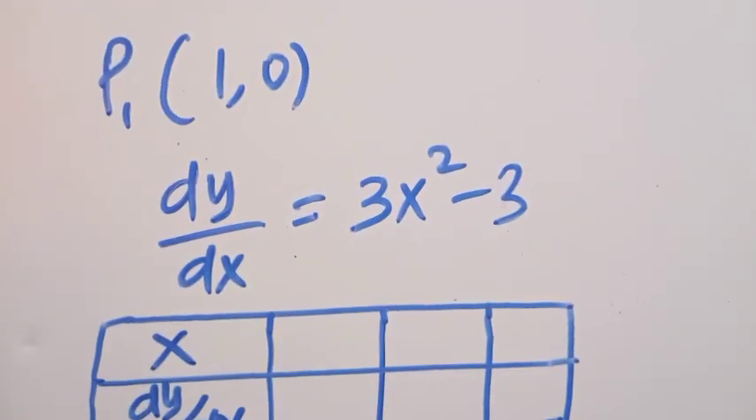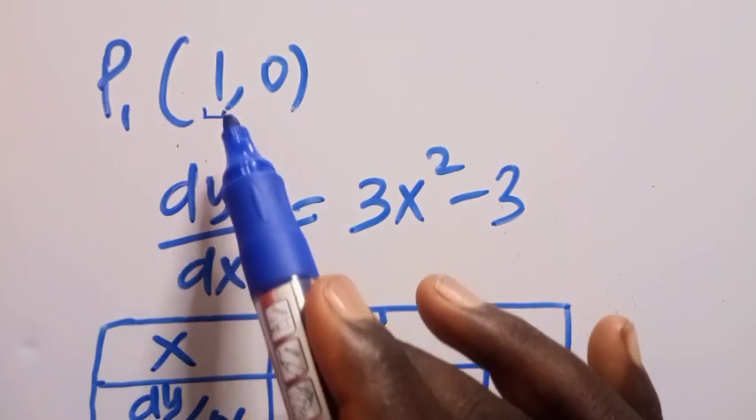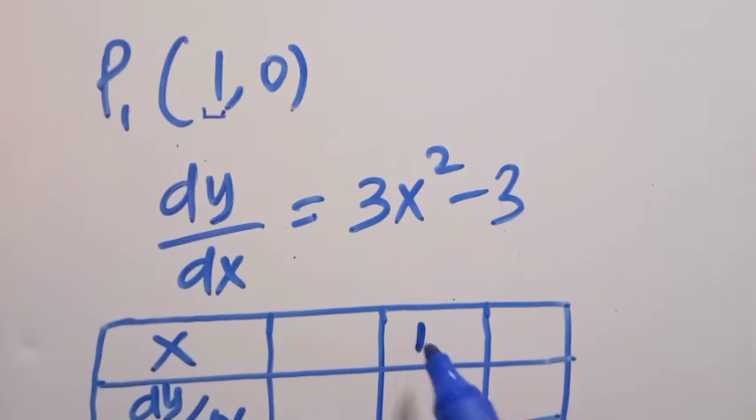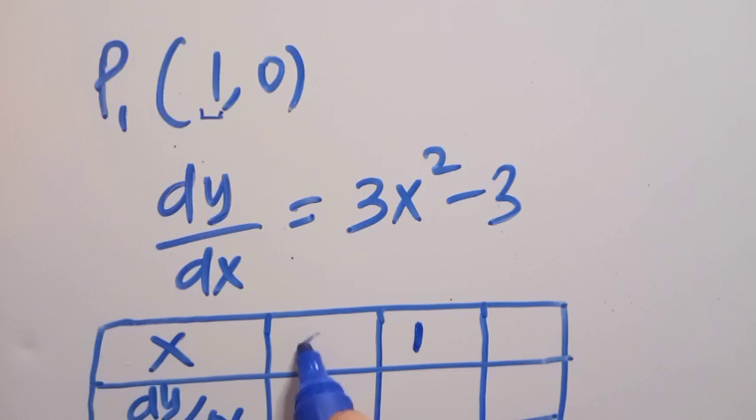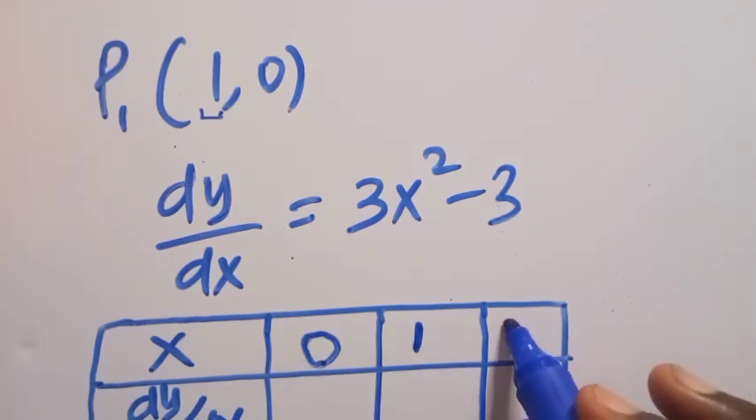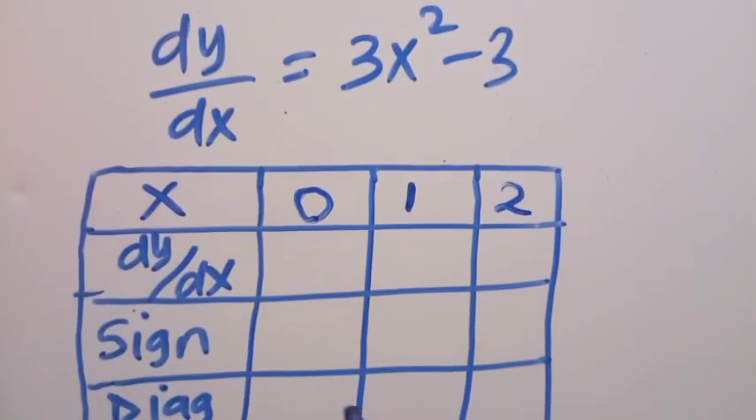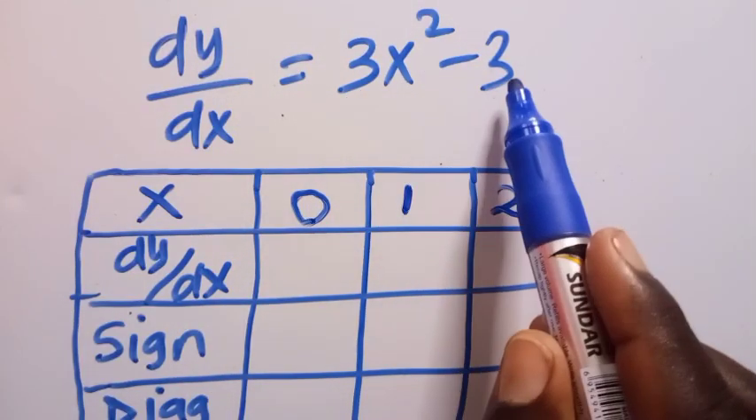So the first value of x that we have to consider is 1, and we shall put it at the center here, so that we find a value that is to the left of 1. The value that is to the left is 0, and the value that is to the right of 1 is 2. Now, since we have that, we need to obtain dy over dx, but we have the gradient function, which is 3x squared minus 3.